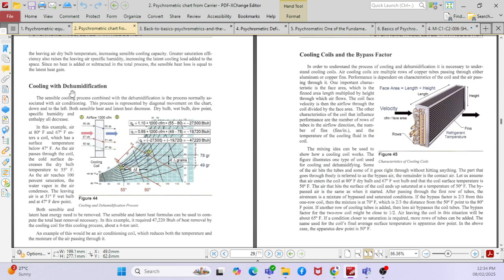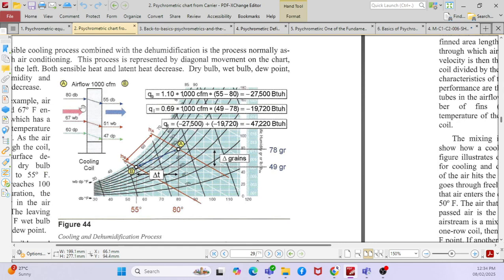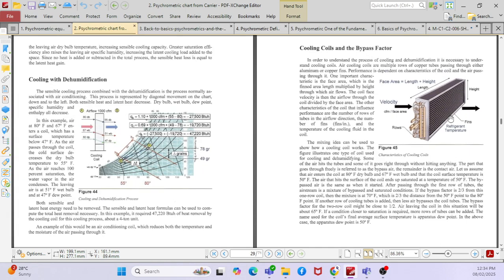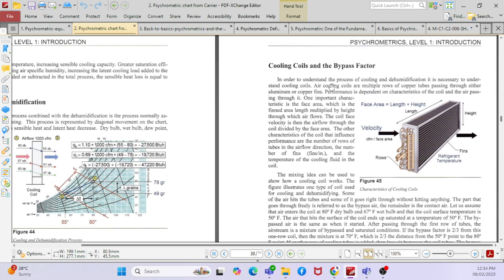Okay, then there is cooling with dehumidification. So what you are going to do here? Cooling with dehumidification. So what is the effect here? You can understand. This is the cooling coil. So after the cooling coil, with the cooling with dehumidification, you can identify what is the impact, right? And this is the cooling coil and the bypass factor.